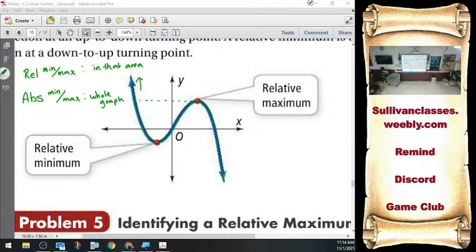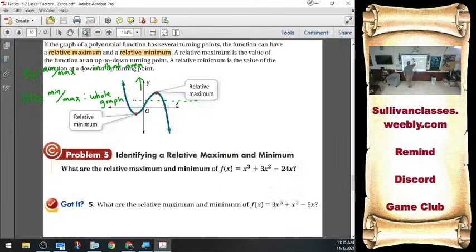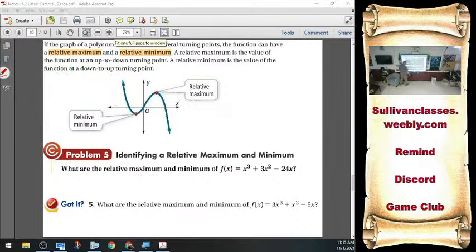A relative minimum or maximum is just the relative height in that area. Okay. So y'all can find them on a calculator, right? Like we were just doing that. Everyone knows how to do this.